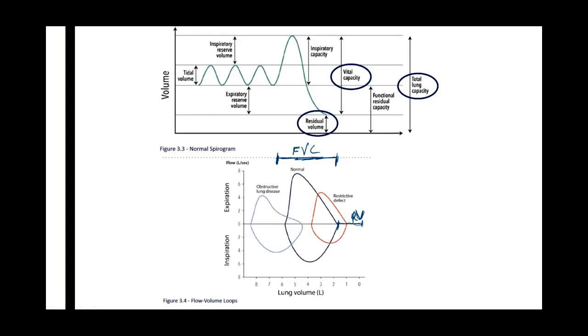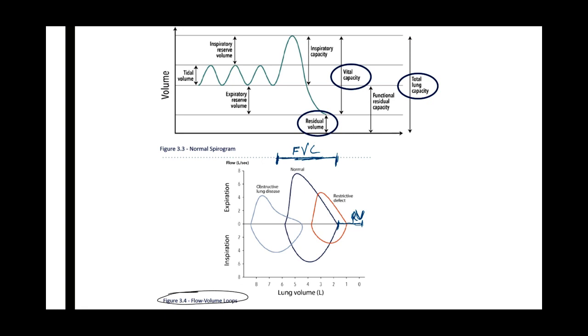This is a flow volume loop, and I don't know why, but these are really important. You get lots of classic questions with these. I'll tell you what you need to know though for boards. To try to explain it, I circled 2 important capacities up here, and then the residual volume, so you can reference the spirogram.